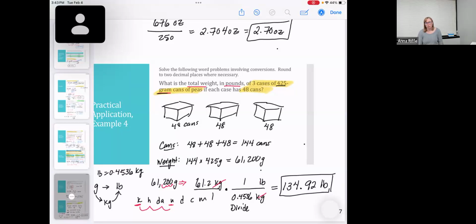Okay, so that's a good review problem. A little bit of application, a little bit of conversion between metric units, a little bit of conversion between non-metric units using that unity fraction.